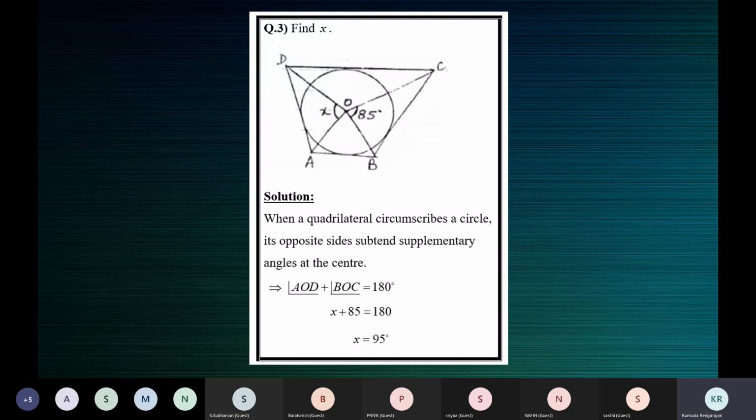Children, please complete all this in your classwork by the next class. All the theorems and these three answers. Draw the figure and work the answer.